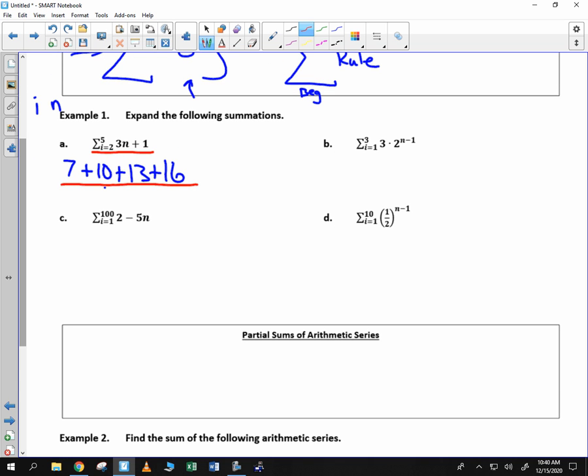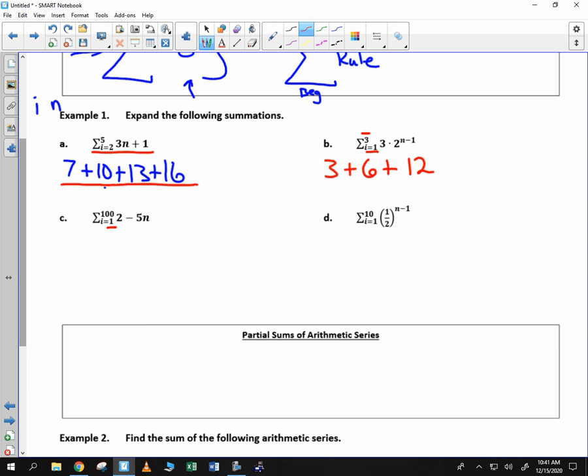If you look at the next one, it says we start with 1 and we go to 3. So if you plug 1 in, we get 2 to the 0, which is 1, times 3 is 3. So we start with 3 plus, now we're going to plug in 2. 2 minus 1 is 1, 2 to the 1 is 2, times 3 is 6. Then we plug in 3. 3 minus 1 is 2, 2 squared is 4, times 3 is 12. And that's our summation.